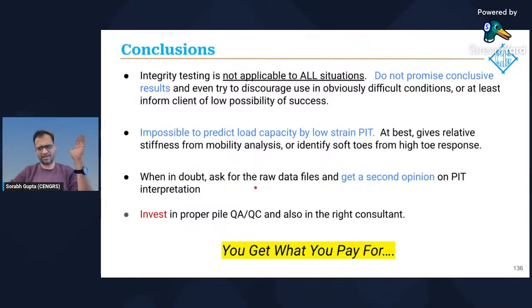And when in doubt, if you're the user, it's okay to ask for the raw data files and get a second opinion on PIT interpretation. This is also an important step. In our ecosystem, asking for the raw data files might also help avoid some of the adjustments that people do in PIT testing, which I think we all need to get together and fight back on.